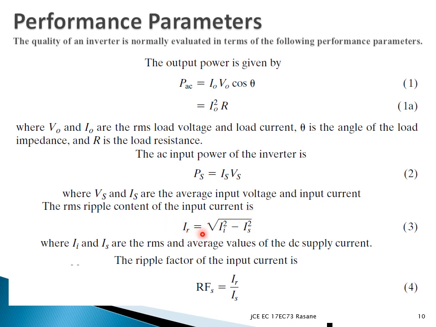The ripple current is given as the square root of I1 squared minus Is squared, where I1 and Is are the RMS values, and Is is the average supply current of the DC supply. The ripple factor of the input is given as IR upon IS, where IR is the square root of I1 squared minus IS squared. So these are a few of the performance parameters.